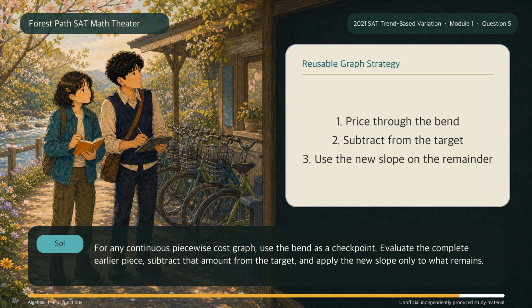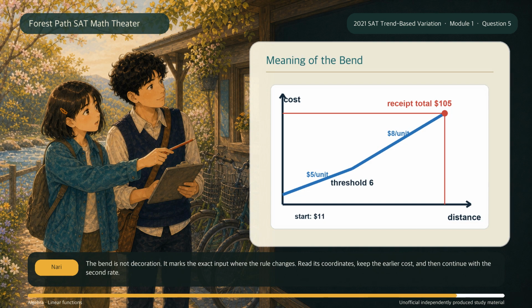For any continuous piecewise cost graph, use the bend as a checkpoint. Evaluate the complete earlier piece, subtract that amount from the target, and apply the new slope only to what remains. The bend is not decoration. It marks the exact input where the rule changes. Read its coordinates, keep the earlier cost, and then continue with the second rate.